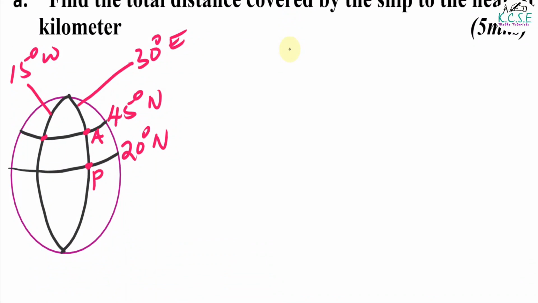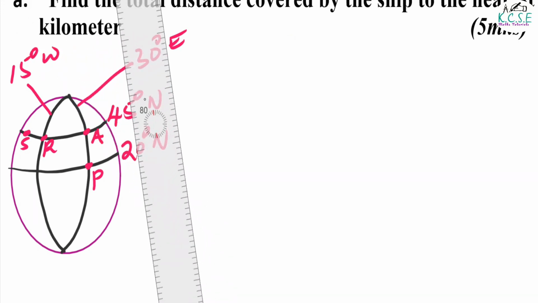So R is here. And then it moves due west to point S. So point S can be somewhere there. So those are the positions of these points.